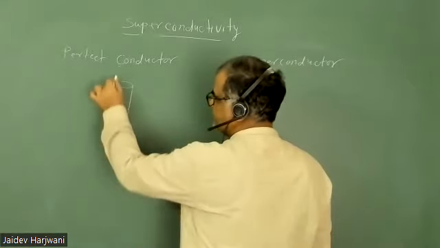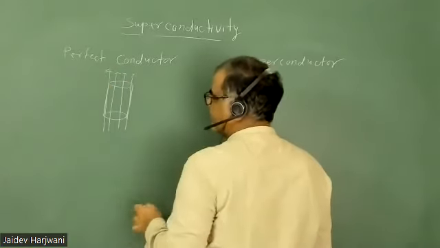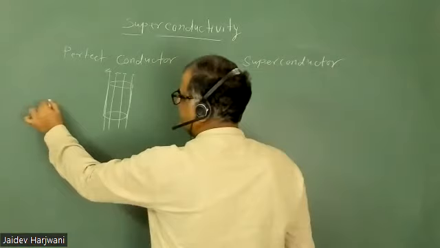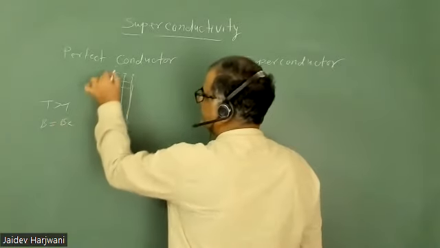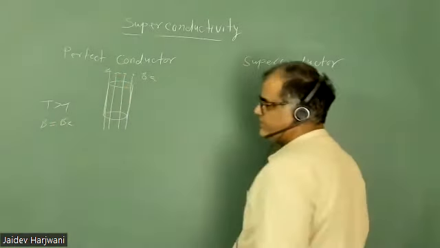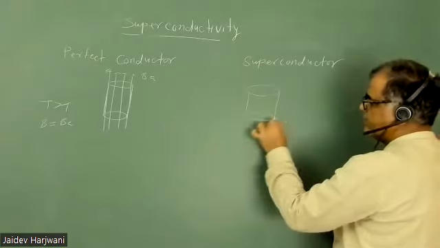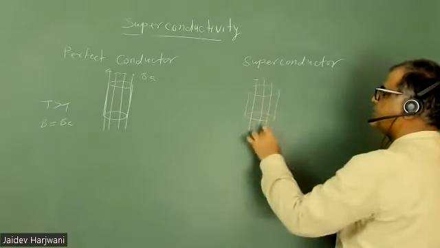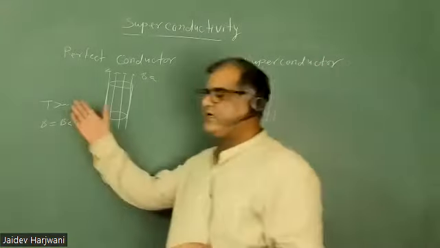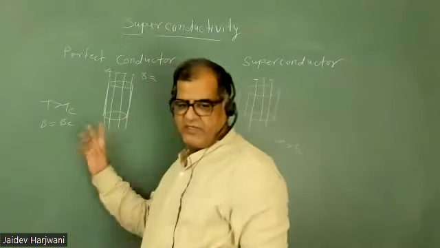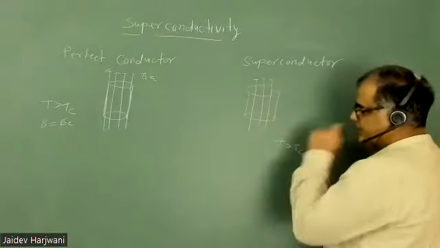Now it is kept in the magnetic field, and the temperature T is greater than Tc. There is B equal to B applied. And you have a superconductor sample, which is also kept in the magnetic field, with T greater than Tc. Now for a perfect conductor, there is nothing like a Tc, but I'm comparing both, so I am defining the temperature where resistance becomes 0 as Tc.